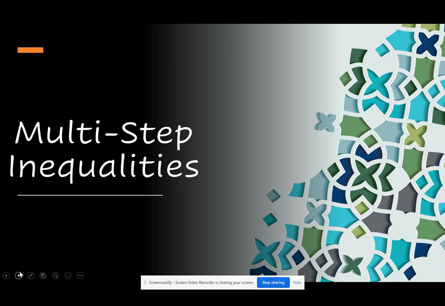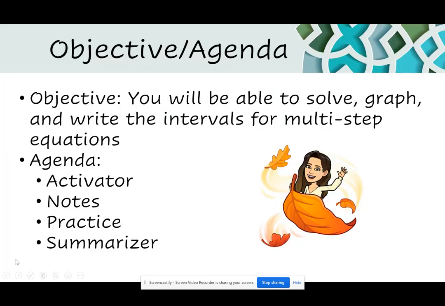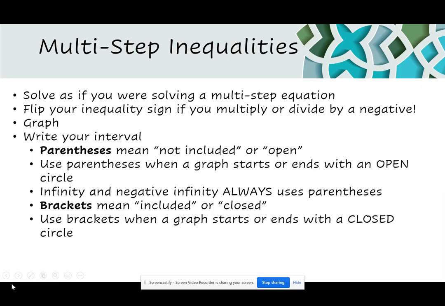So today we're going to start multi-step inequalities. Your objective is that you will be able to solve, graph, and write the intervals for multi-step inequalities. So we're going to solve our inequalities just like we were solving a multi-step equation. But as we did before, flip your inequality sign if you multiply or divide by a negative. We're also going to graph, and now we are going to focus on writing our intervals.